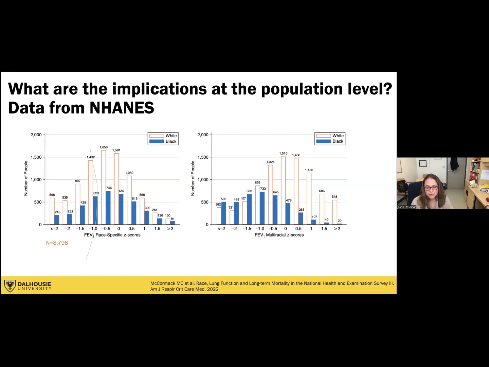So let me tell you what happens when you switch from GLI race specific to GLI race neutral. It'd be no surprise to anybody that we're going to get a shift in our equations. On the left-hand side, you see the race-specific equations, and by design, they shift all of the populations, in this case, the Black populations, such that they have a normal distribution of their lung function. When we apply race neutral, we see the Black population gets shifted left and the white population gets shifted right. So white individuals on average will have better lung function when we interpret their lung function. So they'll have higher percent predicted values, higher Z-scores, and the Black population will have lower percent predicted, lower Z-scores. This is just because we've changed where that line is. We've just moved where our comparison line is.